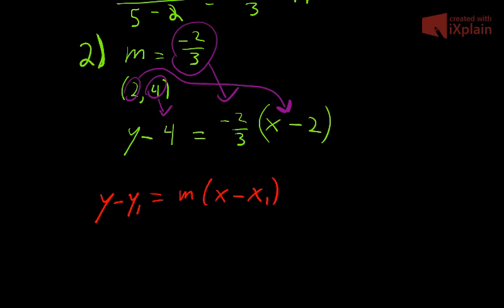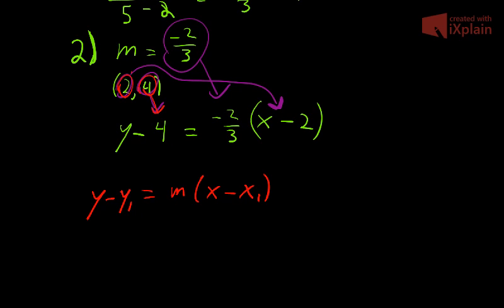Looking at this, my y1 here was 4, so my 4 went where it belongs. And my x1 here was 2, and it went where it belongs. If you notice, both of these are minuses, so make sure you subtract the point and we'll be good to go.